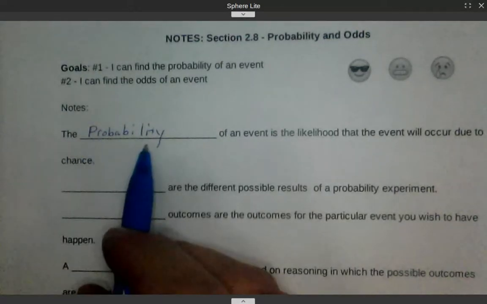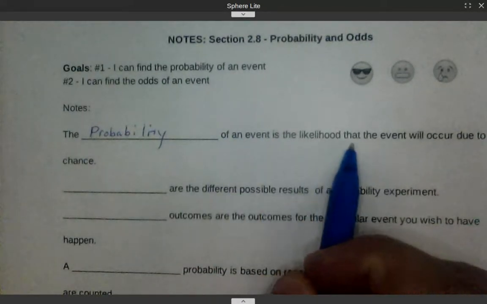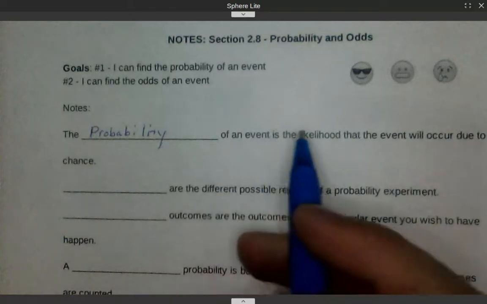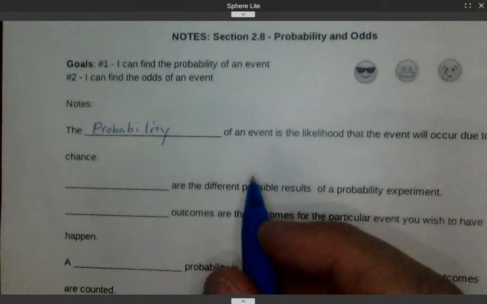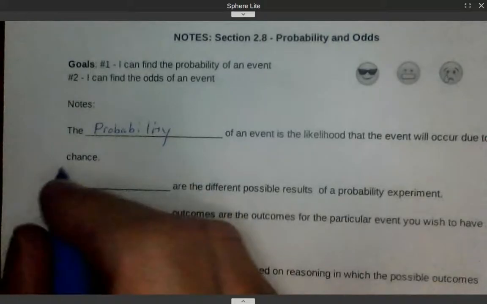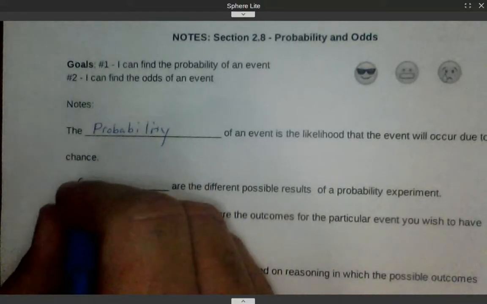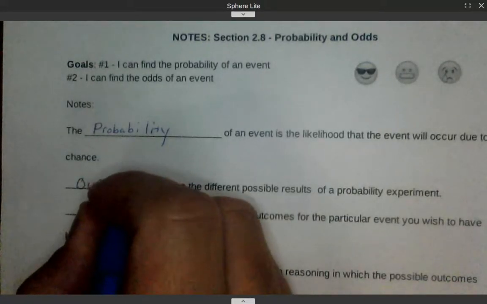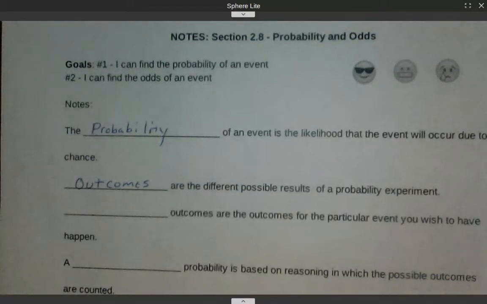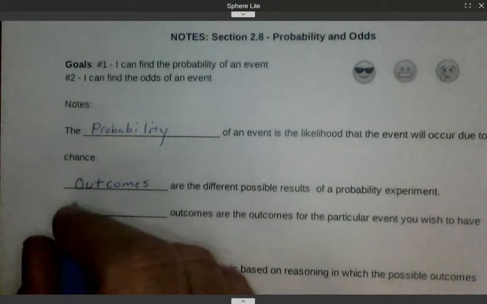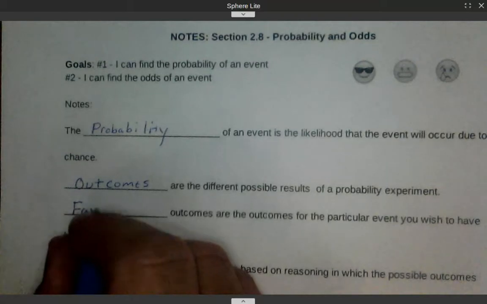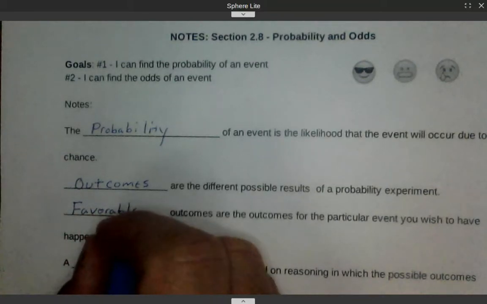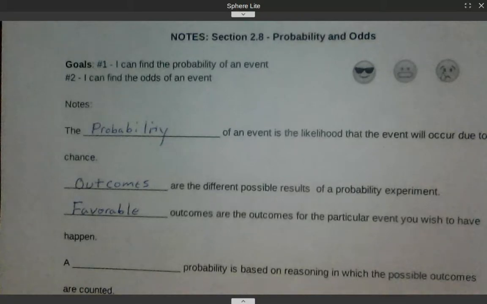First thing we have is the probability of an event is the likelihood that the event will occur due to chance. We also have things called outcomes. Outcomes are the different possible results of a probability experiment. Favorable outcomes are the outcomes for the particular event you wish to happen.